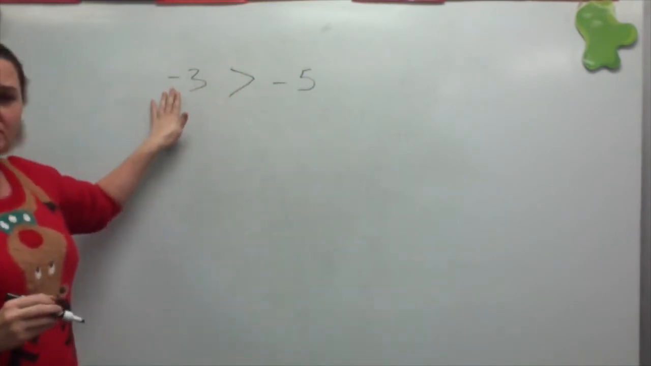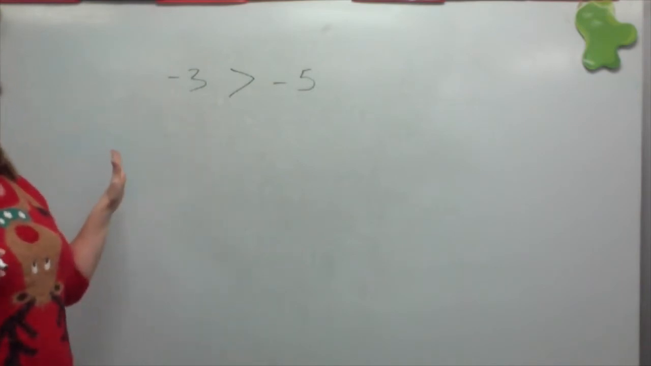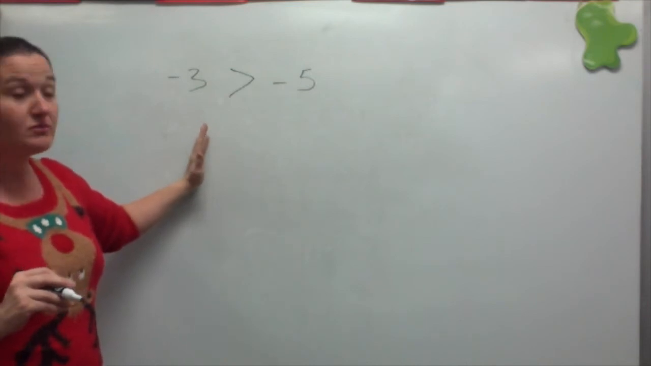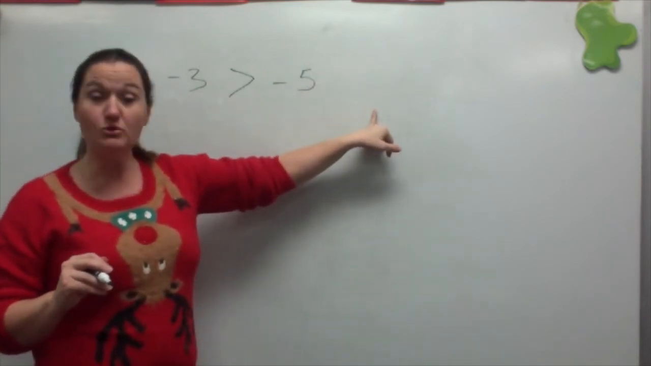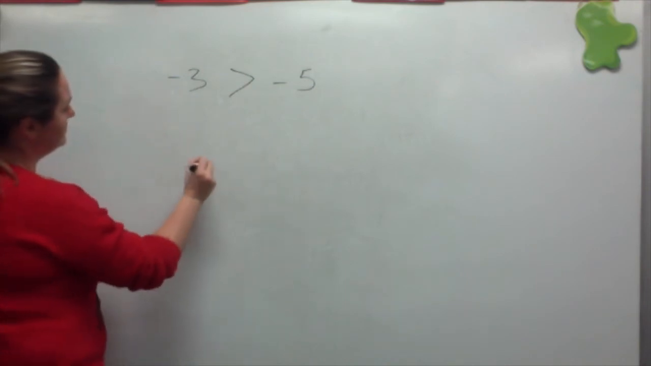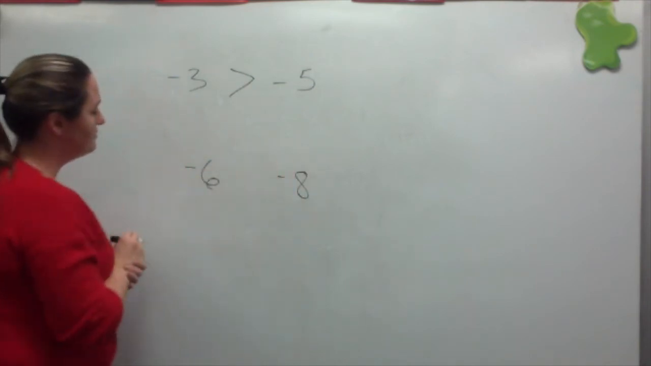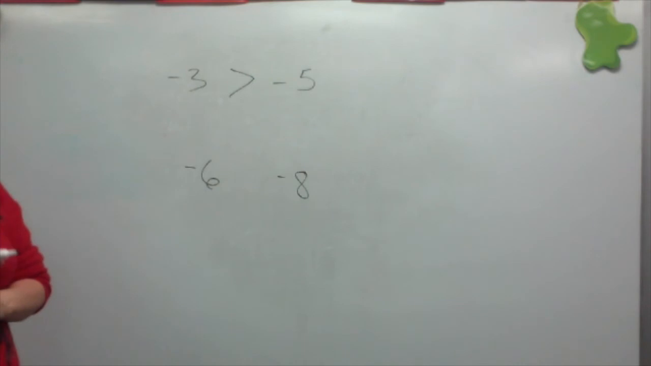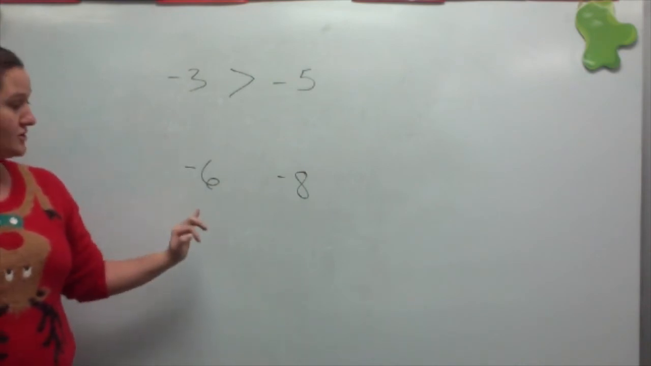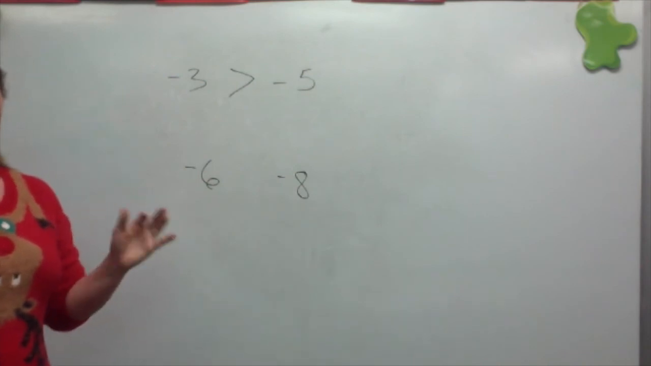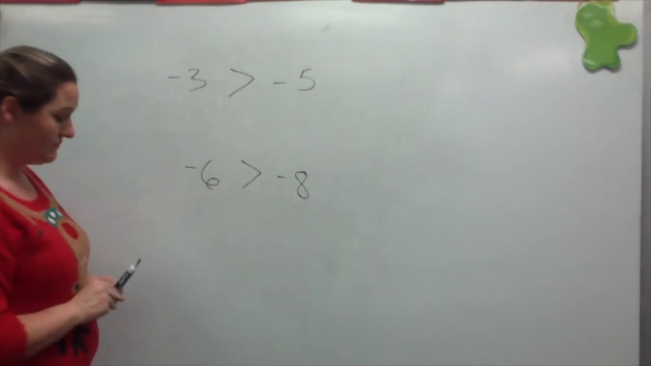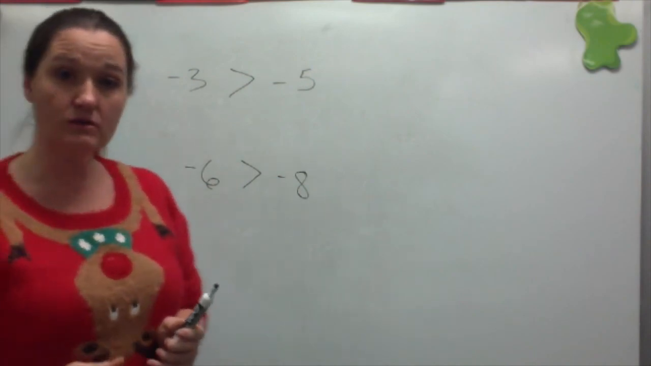When we're talking about negatives, the closer the number is to 0, the larger the number is. The further away it is from 0, the smaller it is. One more: -6 or -8, which is the larger amount? Again, with negatives, the closer that number is to 0 is larger. Which number, -6 or -8, is closer to 0? The -6. -6 is larger than -8. Good luck with this section.